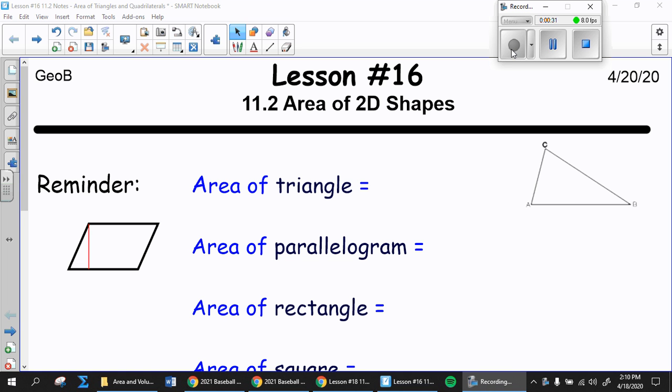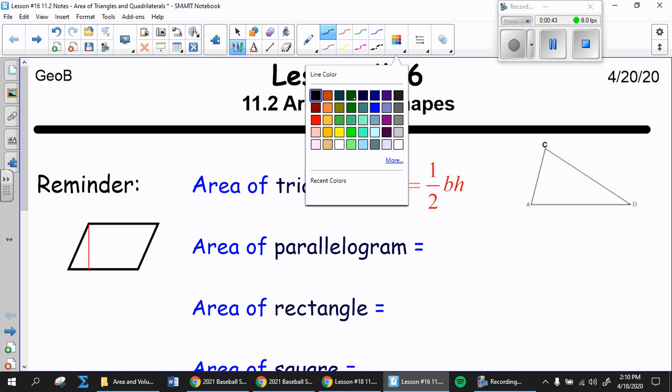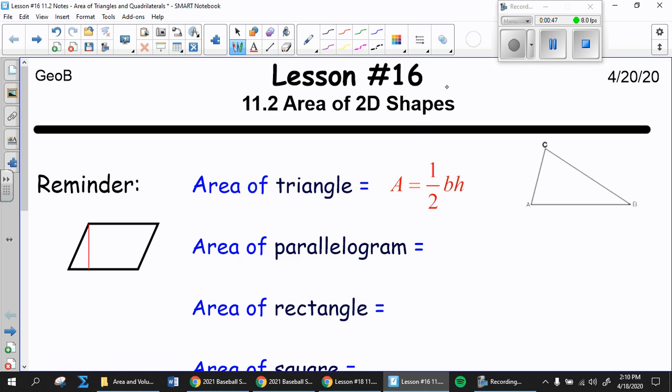So like I said, some of this is review, so I'm just going to put this on here so that we can talk about it and review it. First one is a triangle. So again, that is review. That is something that you've done before. 1/2 base times height, or some of you have maybe seen base times height divided by 2. Okay, so this is the same thing as base times height divided by 2.